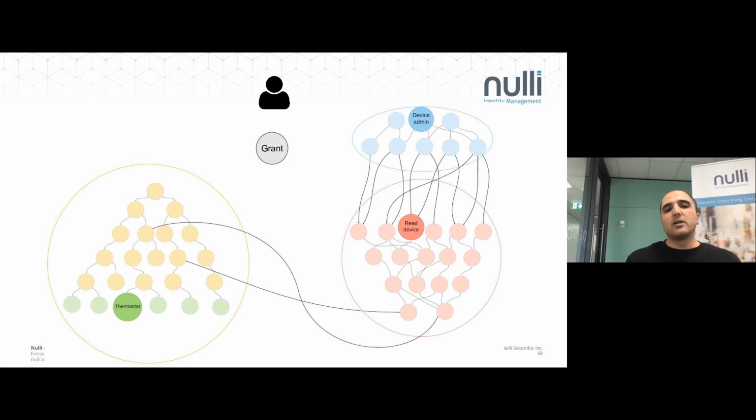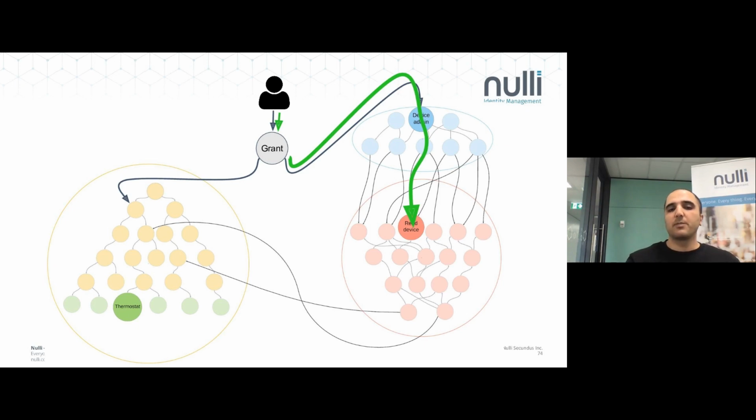We also defined a new node type called grant, which basically binds a role in a certain context to a user. And now when you receive a request for that user to exercise read device against that thermostat, we need to first find all the grants that have been given to this user, then find out whether there is a path from the grant through the role hierarchy all the way to the feature he's trying to exercise. And then find a path from that same grant node to the device the user is trying to access.